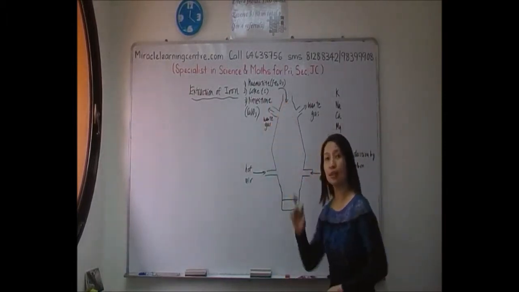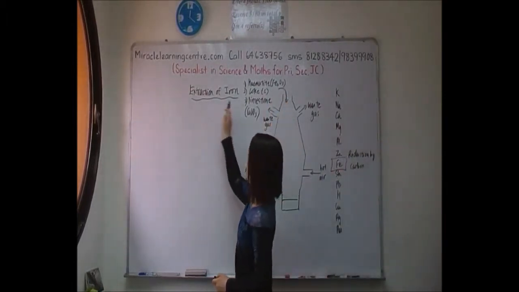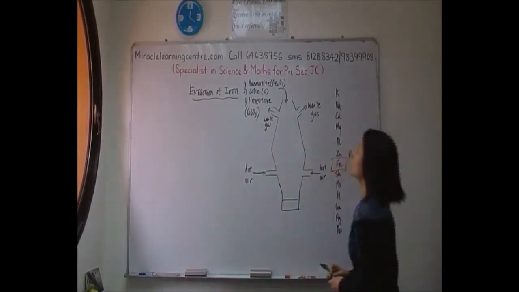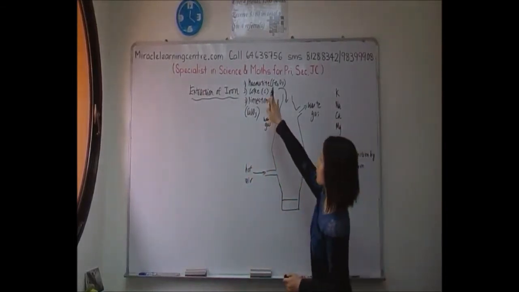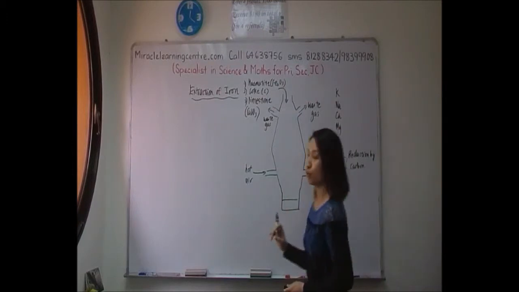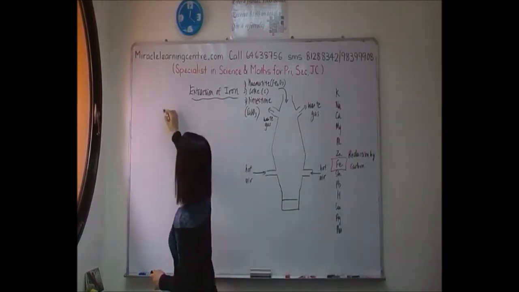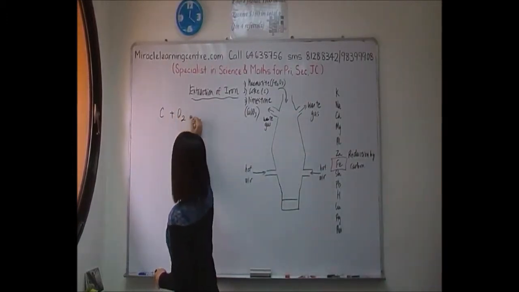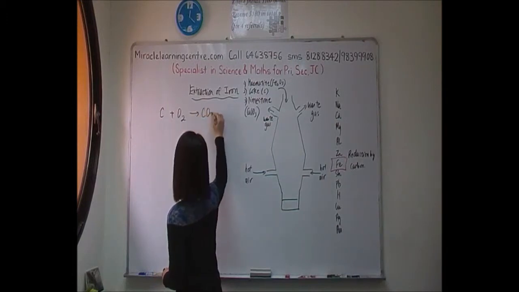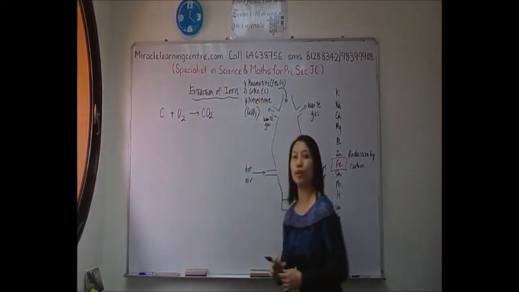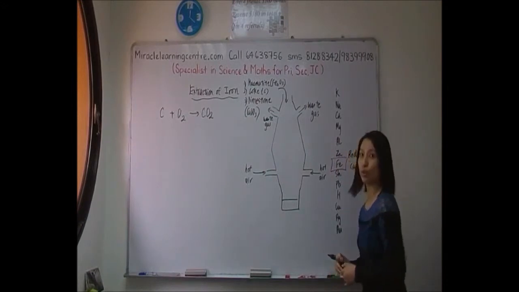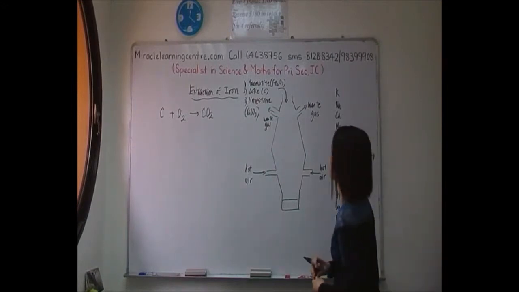What is your main purpose? Your main purpose is to extract iron. Okay, so you added these raw materials in. The first reaction, carbon is going to react with oxygen to form carbon dioxide. This is a very exothermic reaction, so it produces a lot of heat energy.